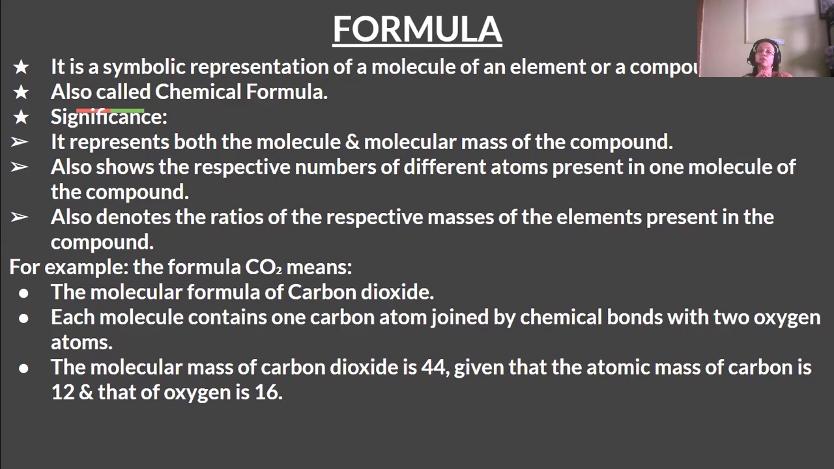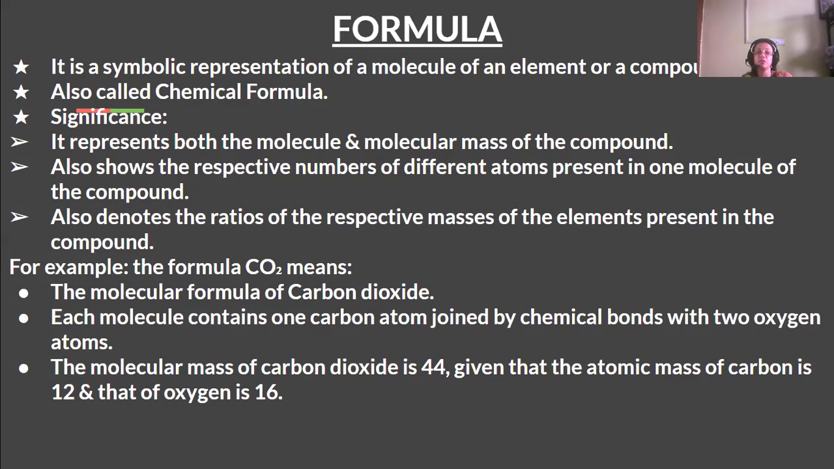Now, what is the significance of a formula? If we write a chemical formula, then it represents both the molecule and the molecular mass of a compound. Also, it shows the respective numbers of different atoms which are present in one molecule of a compound. It also denotes the ratio of the respective masses of the elements present in the compound.